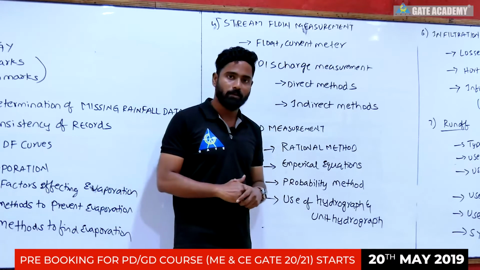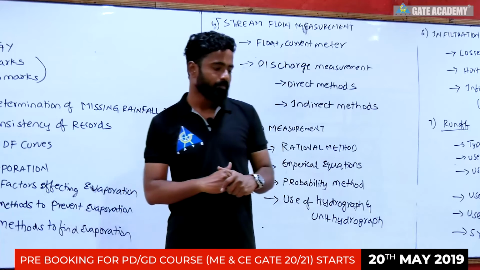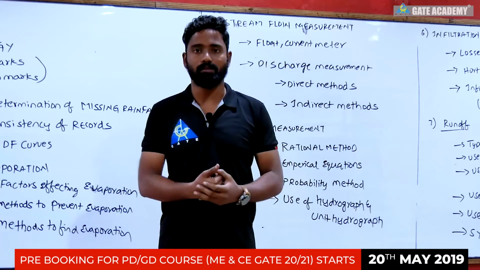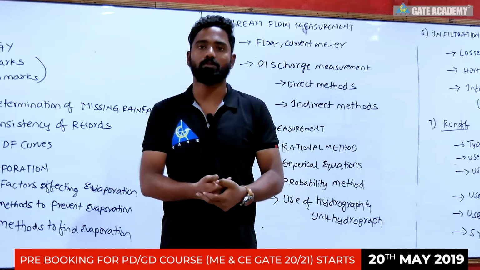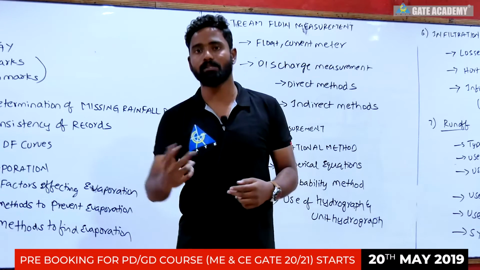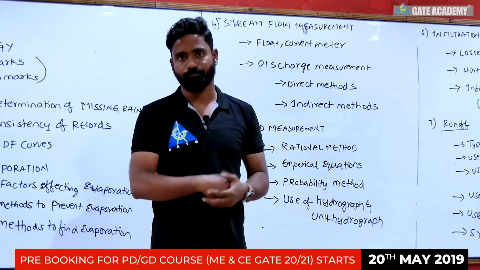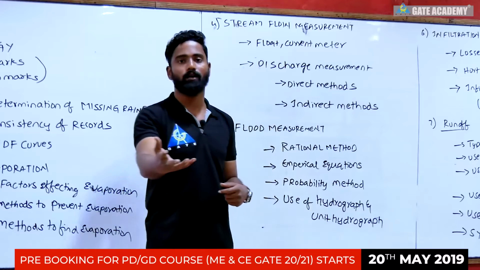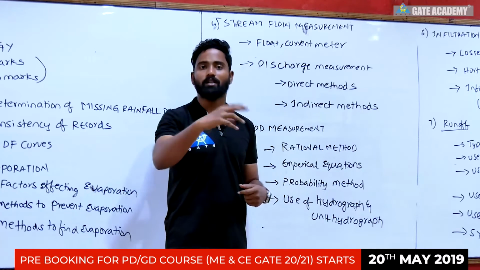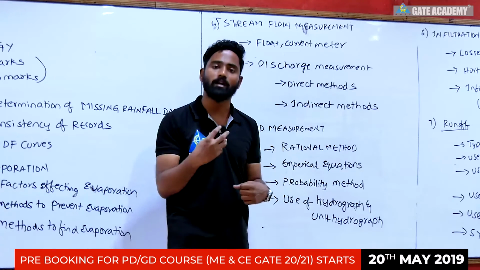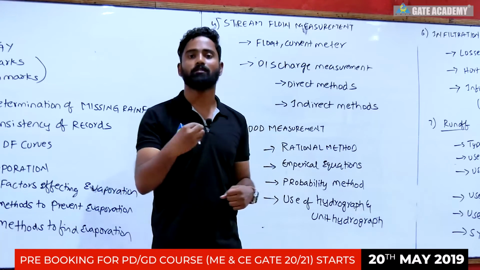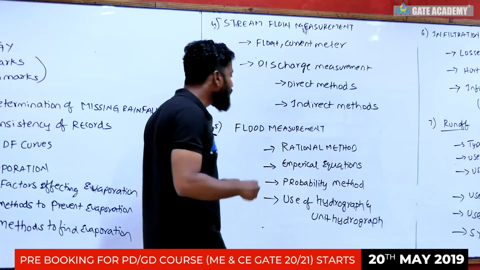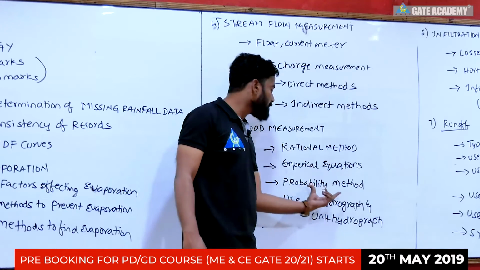Now the probability method. Probability method means, let us say 100 cubic meters of discharge can occur once in 100 years. So the chance of occurring that in 200 years is 2 times. So what is the probability of occurrence of that flood in these many years or these many times? We are going to find out that probability, and based on that probability we will design the structure. So we will calculate the design discharge from the probability method.